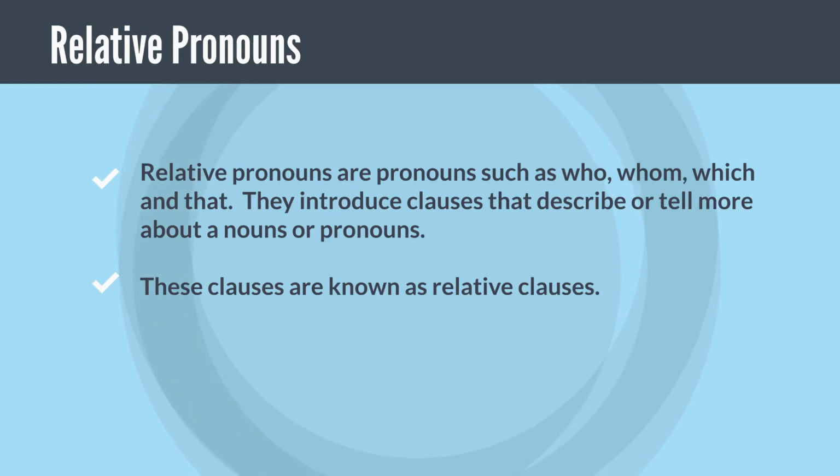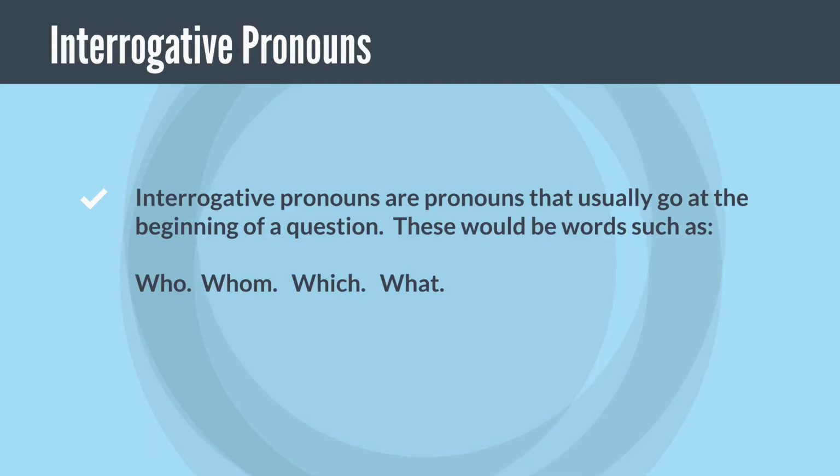Relative pronouns. Relative pronouns are pronouns such as who, whom, which, and that. They introduce clauses that describe or tell more about nouns or pronouns. These clauses are known as relative clauses. Interrogative pronouns. Interrogative pronouns are pronouns that usually go at the beginning of a question. These would be words such as who, whom, which, what.